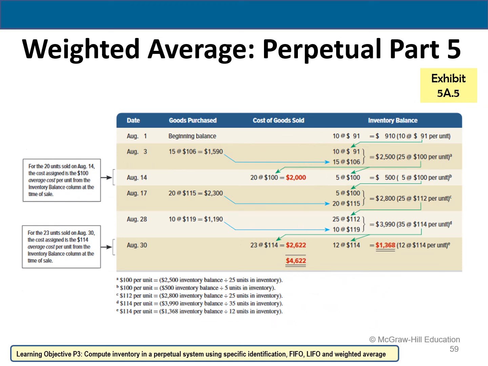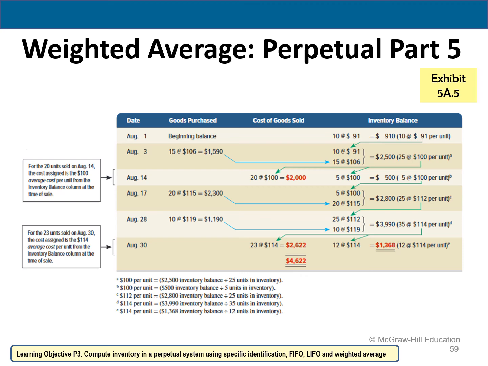All right, and so all this slide is trying to show, I think, is the summary of all the activity for the month of August. So we started with 10 units at 91, so that's an average of $91 per unit. We bought 15 at 106, so 25. 10 times 91 plus 15 times 106 equals $2,500, divided by 25 units is $100 per unit. So then I sold 20 at that $100, so now I have 5 left at $100, right?